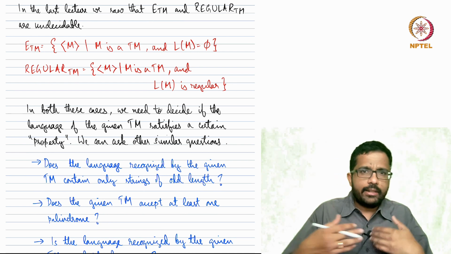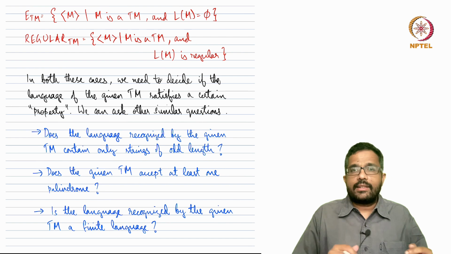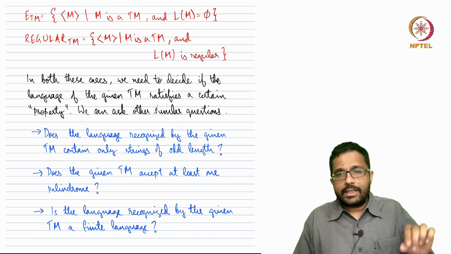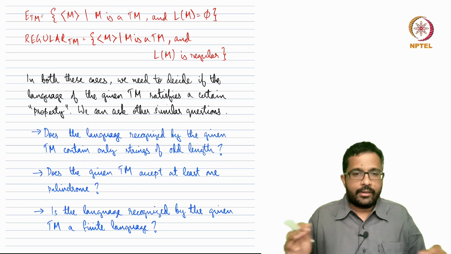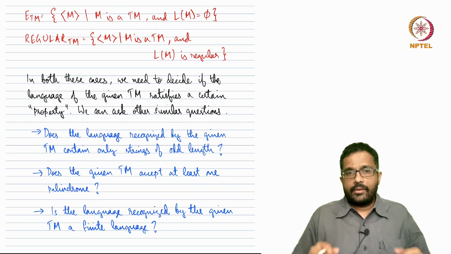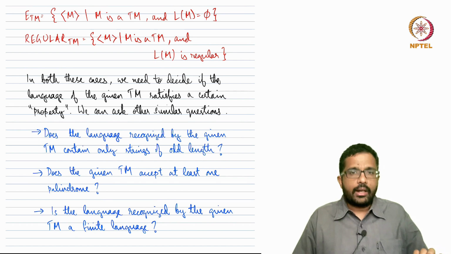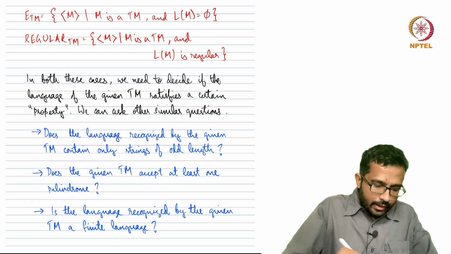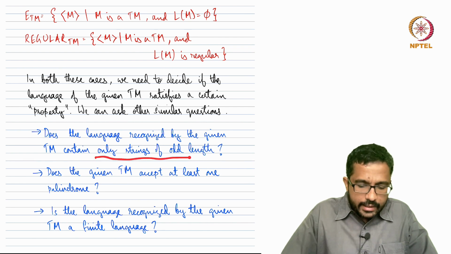So we can ask many such questions of similar type. Given a Turing machine, does the language recognized by this Turing machine contain only strings of odd length? This is a question that is specific only to the language of the Turing machine. I'm not asking about other things like how many states it has, or how the transitions happen, or is there a state where it loops, or anything of that sort. The questions that I'm talking about are only specific to the language. Once again: given a Turing machine, does the language recognized by the Turing machine contain only strings of odd length?